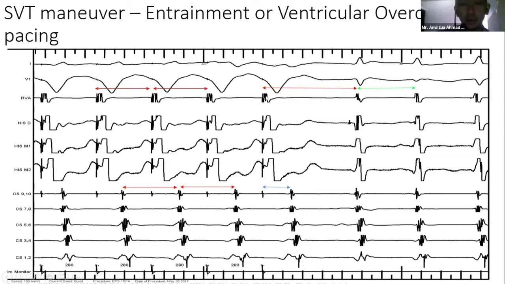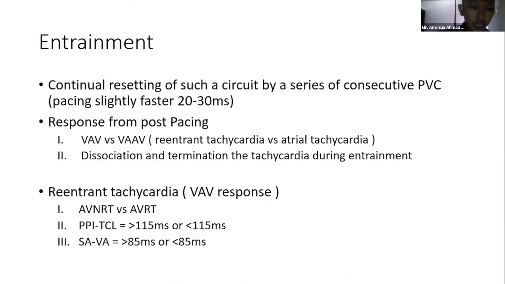The next thing is the post-pacing interval behavior. Is it VAAV or VAV? If we see the post-pacing response is VAAV, it is atrial tachycardia. But if the behavior is VAV, it is AVNRT. There is also a maneuver, PPI minus TCL. Is it more than 115 or less than 115? Is the post-pacing interval long or short?